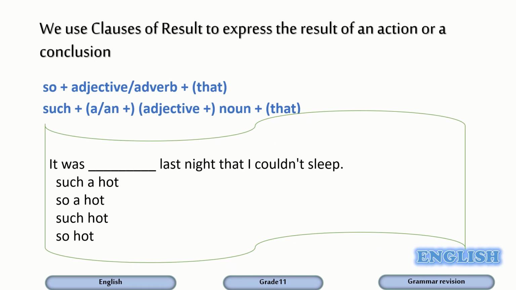It was last night that I couldn't sleep. So we have here such a hot. Let's check. Such should be plus an adjective plus a noun. Such hot, this is the adjective. Do you have any noun here? No, this is the time expression, last night. So what is the answer? Very good, so hot. So plus adjective plus that. So this is the adjective and that.